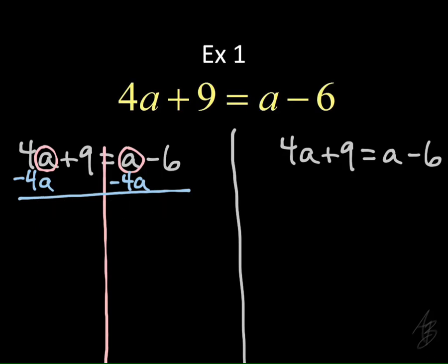On the left side, Nate, what's going to happen to the 4a and the negative 4a? And what's left? 9. Okay, good. And that's a positive 9, but we don't need the plus in front, right? Okay, and then what's a minus 4a? So this a is the same thing as 1a, right? So 1a minus 4a. It's going to be negative 3a, right? So 1 minus 4 is negative 3?